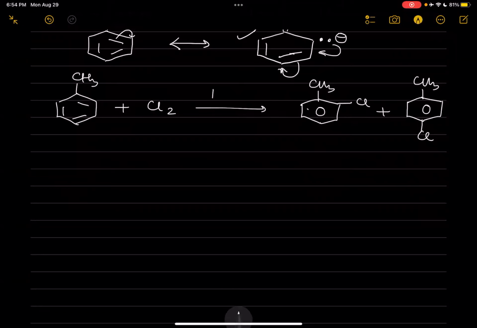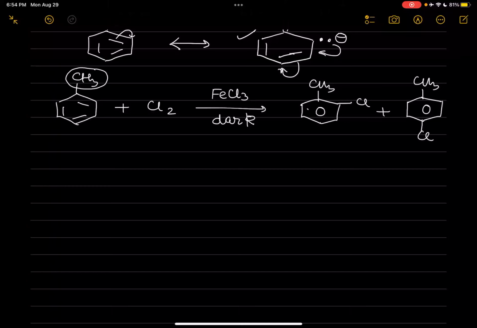You need to take what? FeCl3. In dark, you need to carry out, because if you would have taken light, then the Cl will get attached to the alkyl group. Yeah, that is the photohalogenation. So if you want to connect a group to benzene, you need to take it in the form of plus.